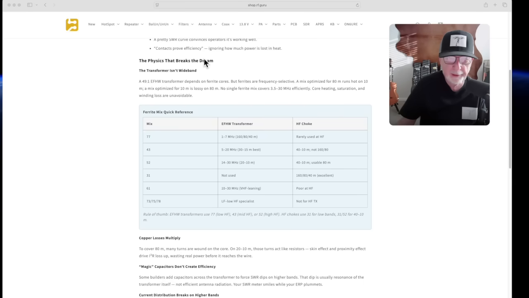Next, we have the physics that break the dream. Don't you hate these scientific facts? The transformer is not wideband. A 49-to-1 end-fed half-wave transformer depends on ferrite cores. But ferrites are frequency selective. A mix optimized for 80 meters runs hot on 10 meters. A mix optimized for 10 meters is lossy on 80 meters. No single ferrite mix covers 3.5 to 30 megahertz efficiently. Core heating, saturation, and winding loss are unavoidable.